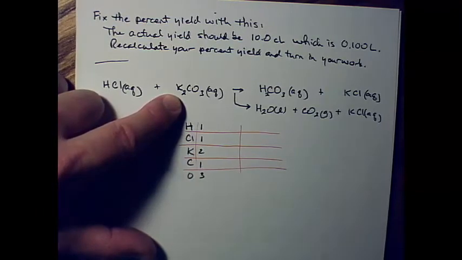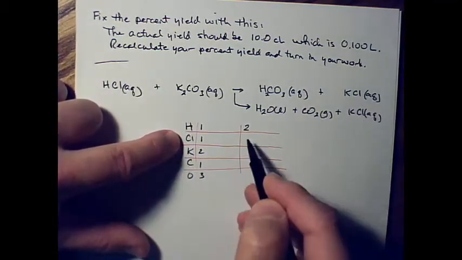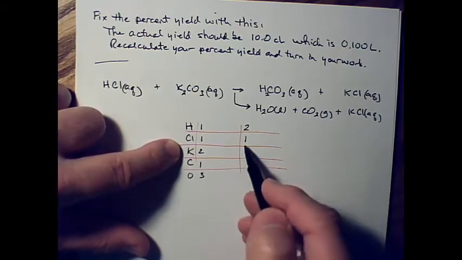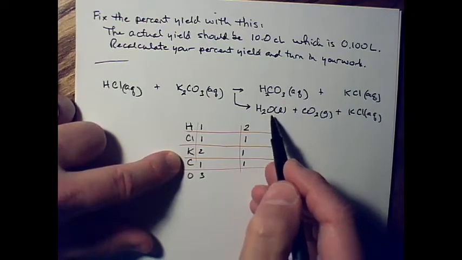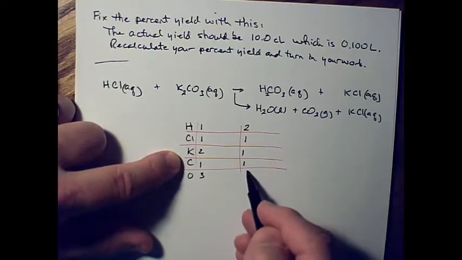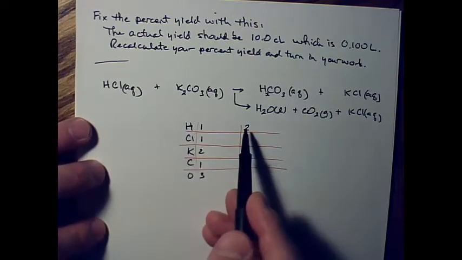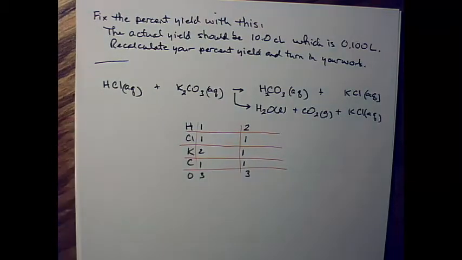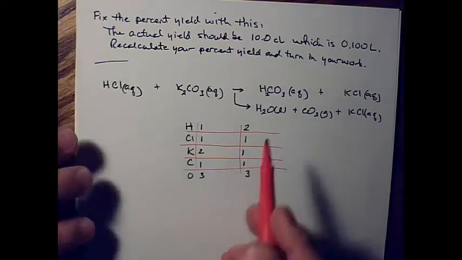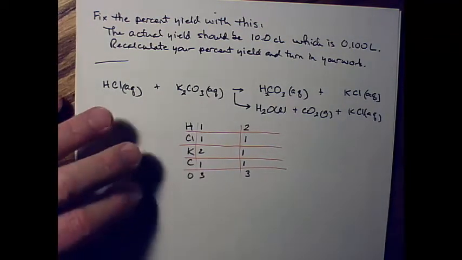And on the other side of the equation, I have 2 hydrogens. I have 1 chlorine. I have 1 potassium. I've got 1 carbon, and 1, 2, 3 oxygens. Remember, we're going to save oxygen for last and hydrogen next to last. So we're going to start with the potassium here. And in order to balance this, we can only put coefficients in front of the species, the chemical species. We can't change the formula. We can't put any numbers in the formula.